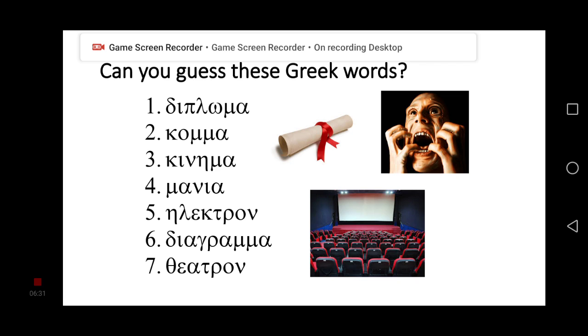Diploma is number 1. 2 is comma. 3 is kinema, like cinema. Number 4 is mania. So we've already said that. I gave you a bit of a clue. Number 5 is electron. Those of you who do physics will tell you a lot more about electrons than I can. Number 6 is diagram, diagram without that M-A on the end. And number 7 is theatron, where we get the word theatre from. And theo means to see, so it's a viewing place.